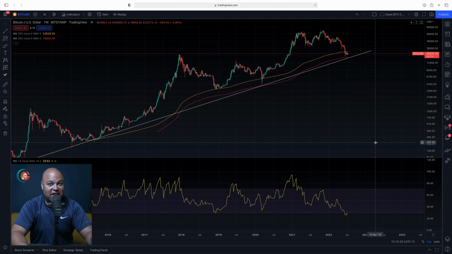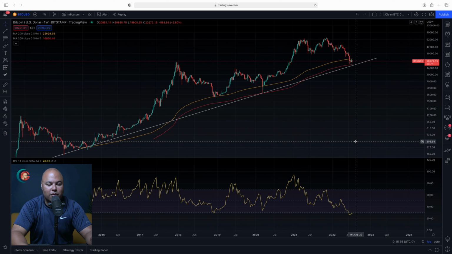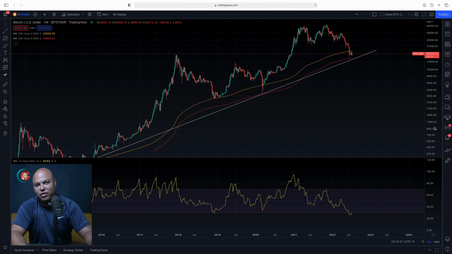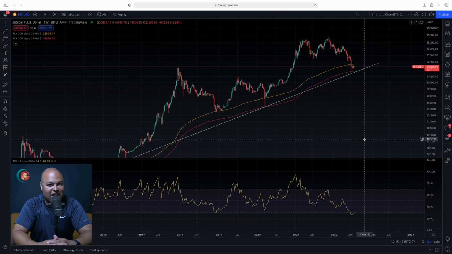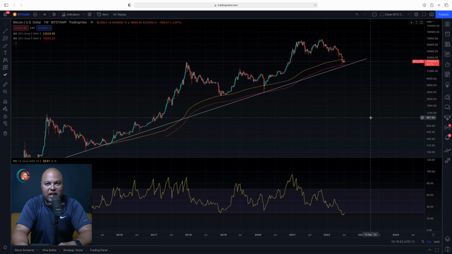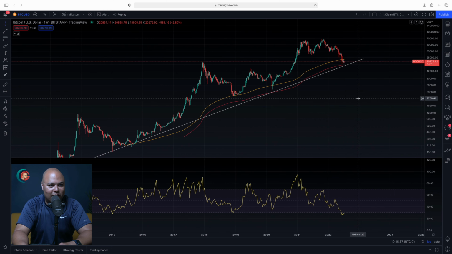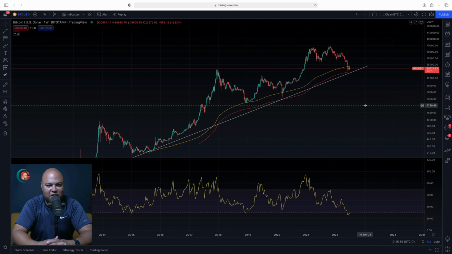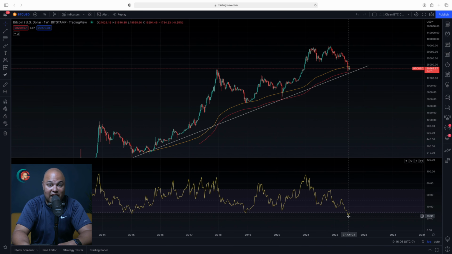Now, does that guarantee that we're at the bottom? No, it does not. There are no guarantees. But what it does is it increases the likelihood, it increases the probability that we are at or close to the bottom. Historically, if you bought close to any of these areas, you did well. So this is it, folks. This is just a simple technical analysis tutorial that says, here's how to use the RSI.